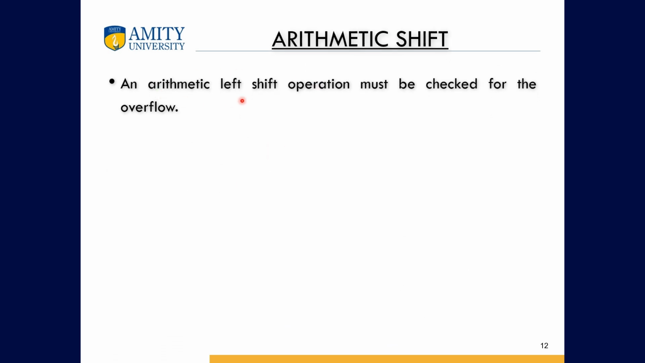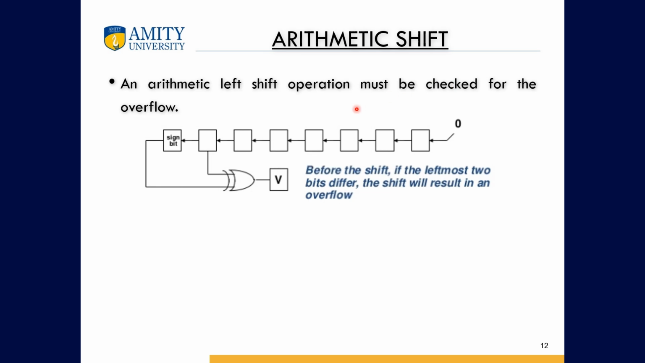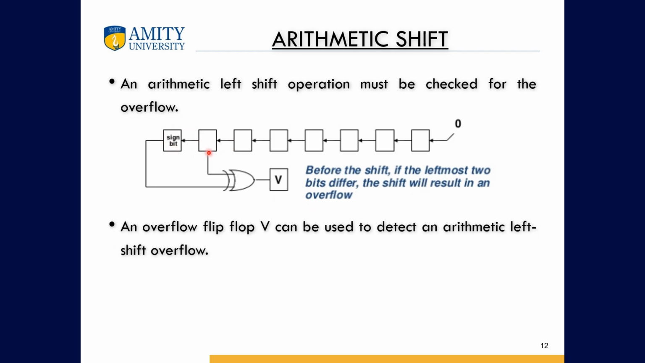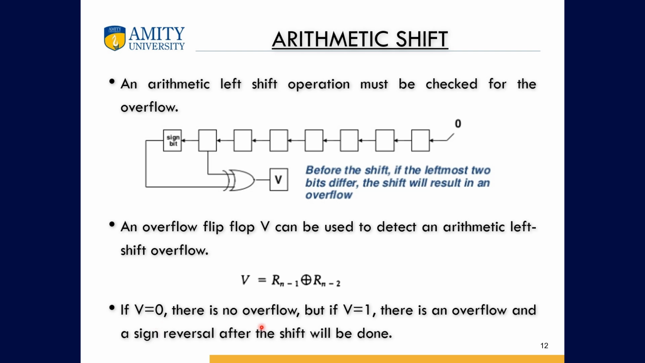One thing we need to make sure of in arithmetic shift left is that we must check the operation for overflow. This overflow is for the signed bit. So before the shift, the leftmost 2 bits have to be checked for overflow. If the left 2 bits differ, then the shift will result in an overflow. So if this bit is different from this, we have 1 over here and 0 over here, it will cause an overflow. The overflow flip-flop V can be used to detect an arithmetic shift left overflow, and if there is overflow, that is if V is 1, the sign reversal will happen.